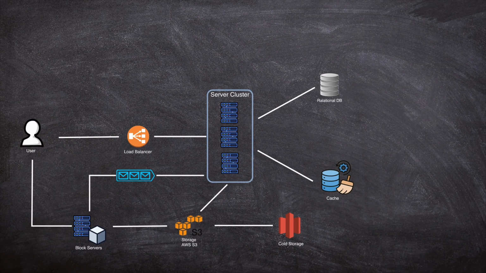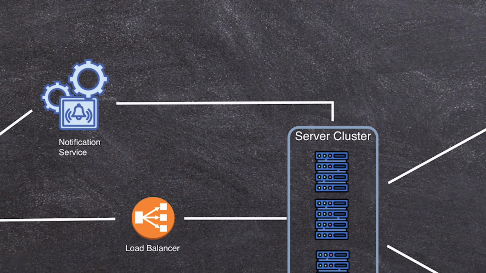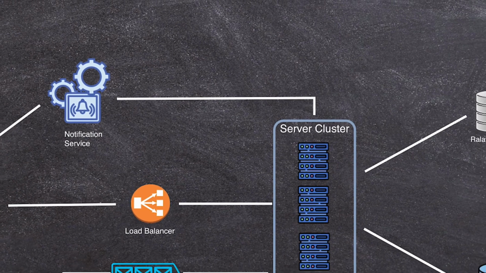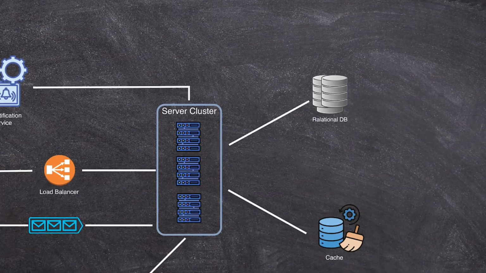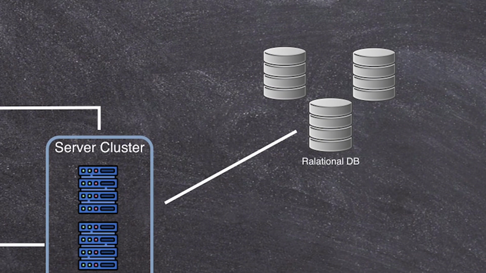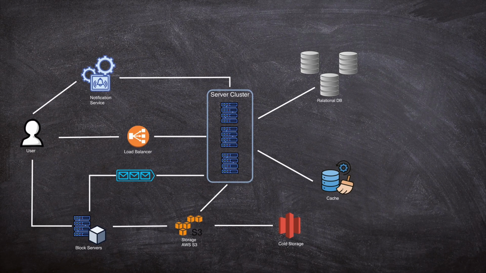Then, the notification service, which will notify the users about events like uploads and updates on the files. Last but not least, relational databases are now a cluster instead of a single database. This ensures the reliability of the system by maintaining multiple copies of the data, just in case. Now that our system is all scaled up, let's put it to work. Time to see how uploads, downloads, and real-time syncing actually happen in this architecture.